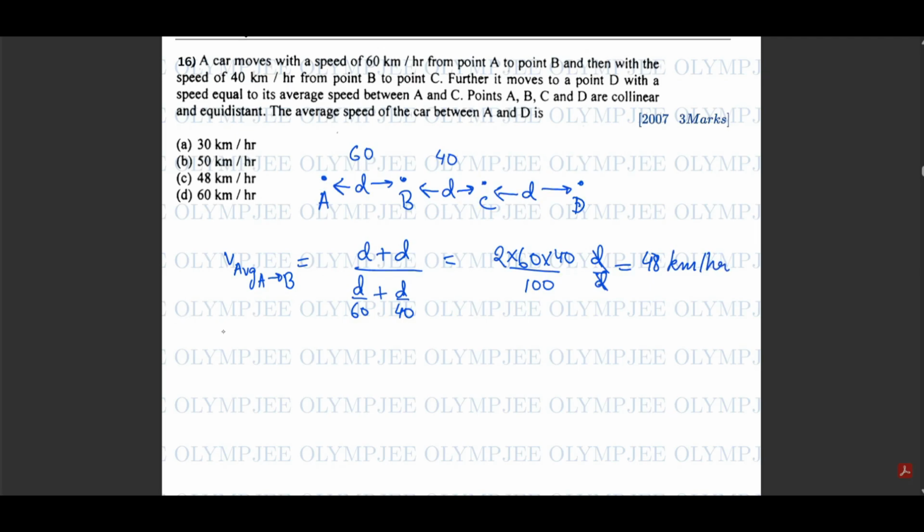And then V average from A to D is total distance, D plus D plus D, divided by total time. Speed between C and D is the average speed of A to C, which is 48, and this comes out as 48. So the answer is C option.